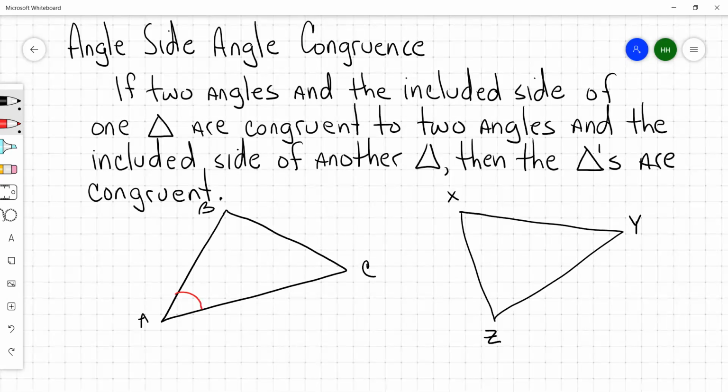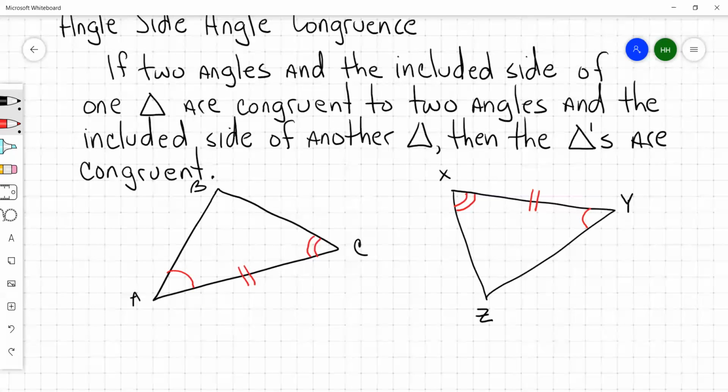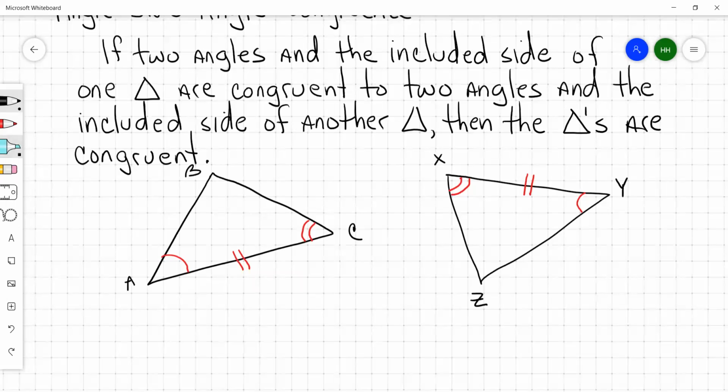Angle, included side, and angle, congruent to an angle, included side, and angle. The included side touches both the angles, doesn't it? The included side has to touch both of the congruent angles. There's your included side. It touches the congruent angles.